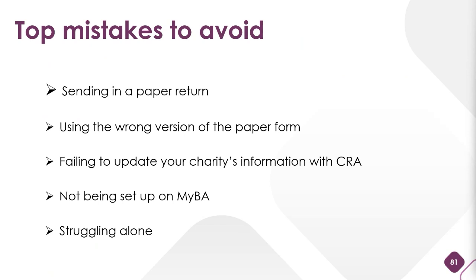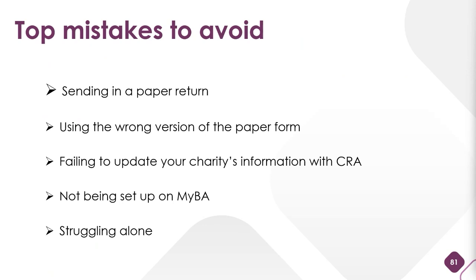Using the wrong version of the paper form. Make sure you complete the correct version of the form, depending on your fiscal period ending. If you use the wrong version of Form T3010, we will not accept the return for filing. The good news is that if you file online, you will always be presented with the correct version of the form.